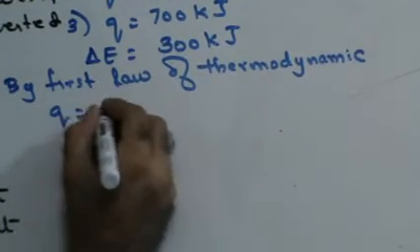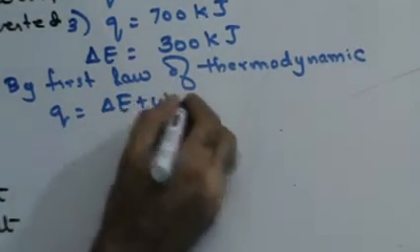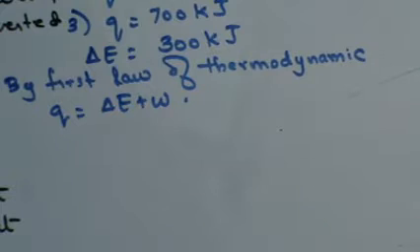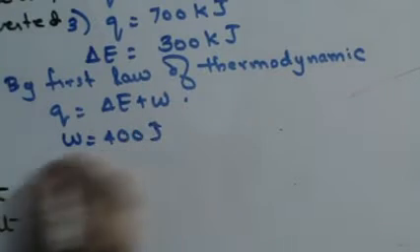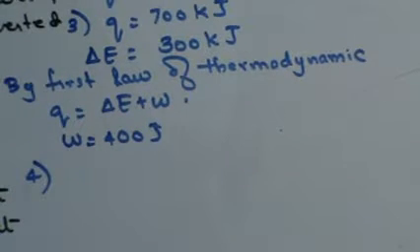First law of thermodynamics, Q is equal to delta E plus W. Substitute and you should get the answer. Very simple sum. Answer should be 400 joules. Right? W is going to be 400 joules. Next, take down the next one please.